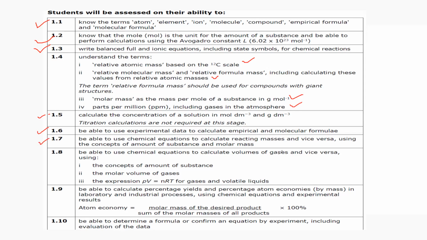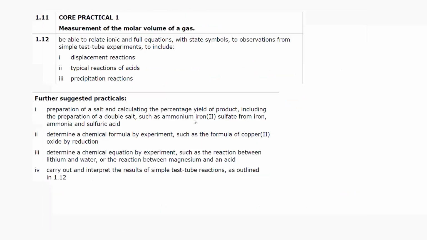By using the equation, you can use the ratio to work out the moles or the mass. You should be able to use a chemical equation to calculate volume, the concept of amount of substance, moles, the molar volume, the volume occupied by 1 mole of a gas, and you should be able to use the expression PV equals nRT for gases and volatile liquids which can easily be vaporized. Be able to calculate the atom economy that we discussed yesterday, and determine a formula and confirm an equation by experiment, including evaluation of the data. So using a ratio, basically this is also related to mole ratio. We should be able to work this out.